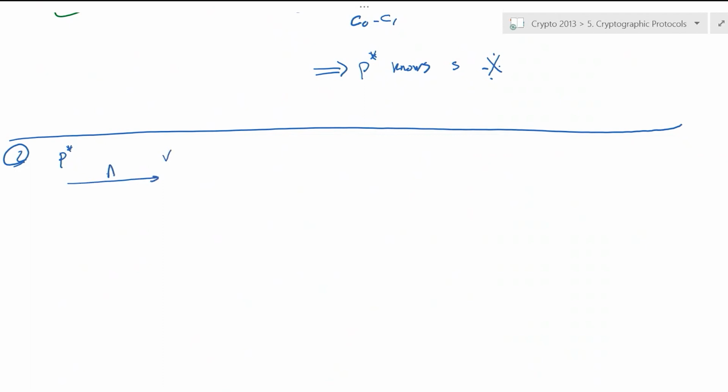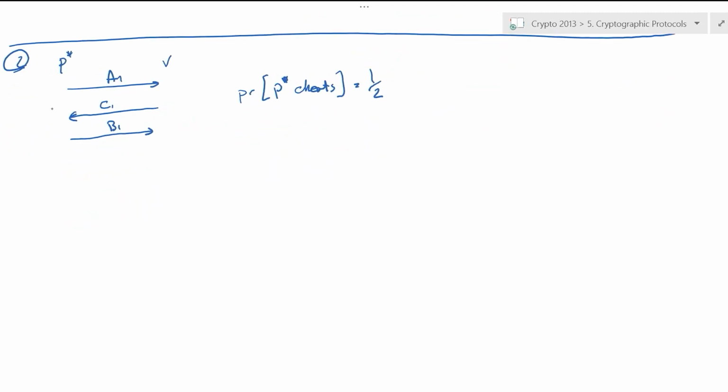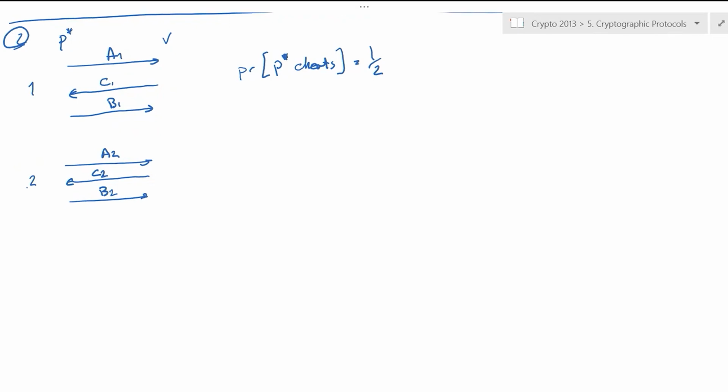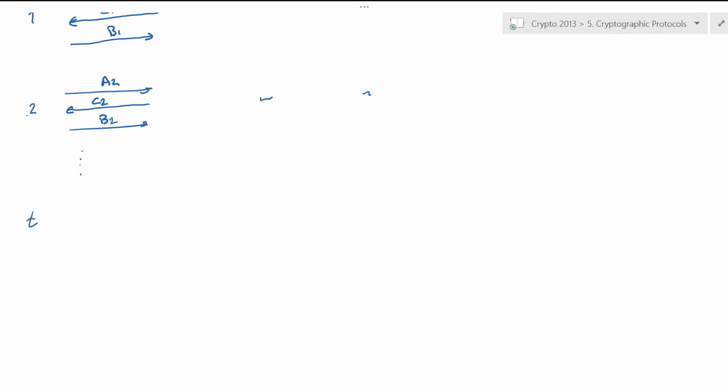We said that it would send A1, and then we would receive a challenge C1, and we respond with something like B1, right? And the probability of the P star to cheat and succeed is exactly 1/2. This is the first run. For the second run, we can do the same thing. So we run the protocol T times, and the same thing applies: the probability that it would win is exactly the same. We continue this for T times, running this very same protocol T times one by one.